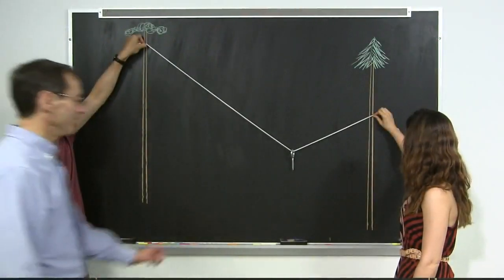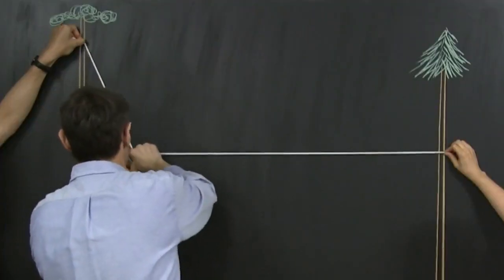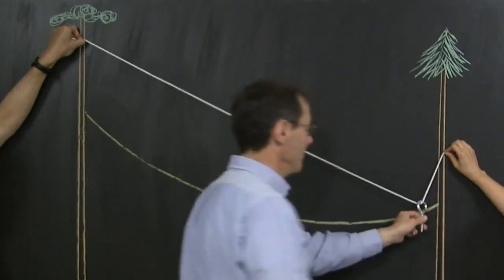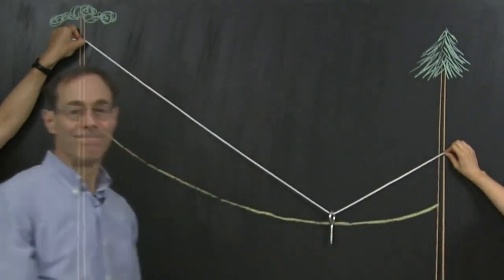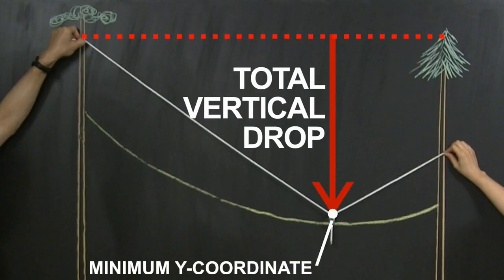If we assume the cable is massless, then the cable does not sag, and the path traversed by the rider is the arc of an ellipse. The vertical drop traversed by the rider is this distance here. Finding this distance is equivalent to finding the minimum y-coordinate along the path.